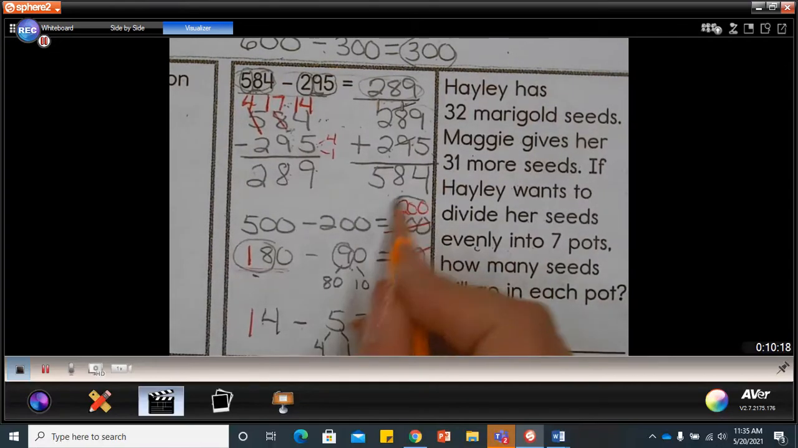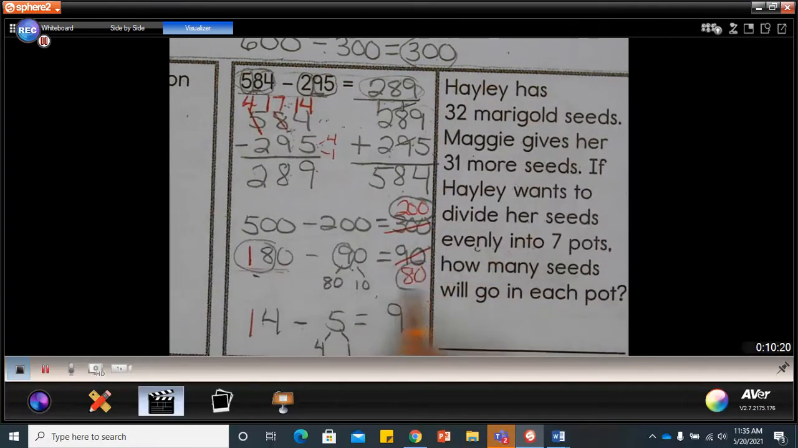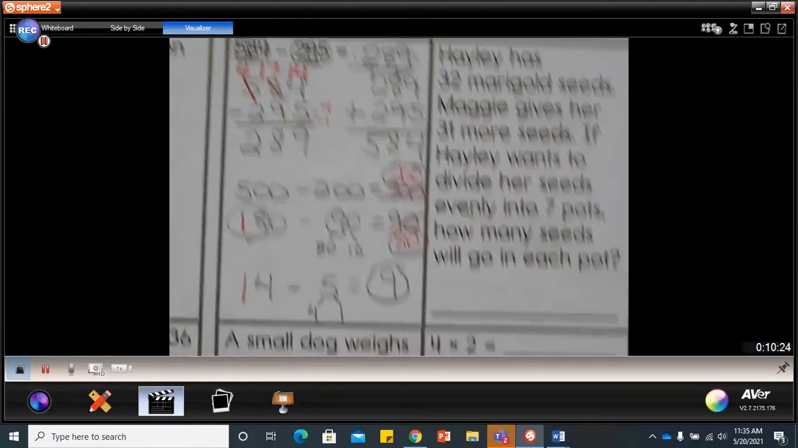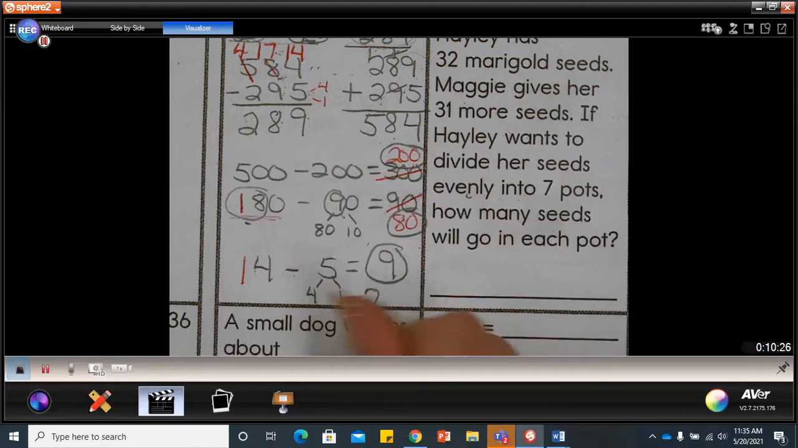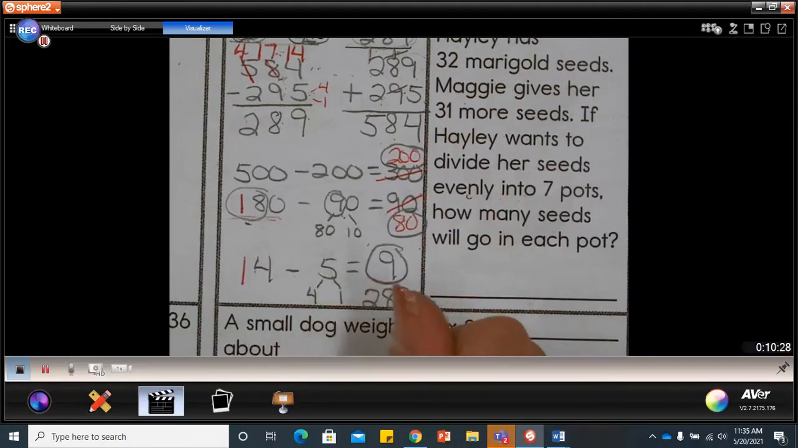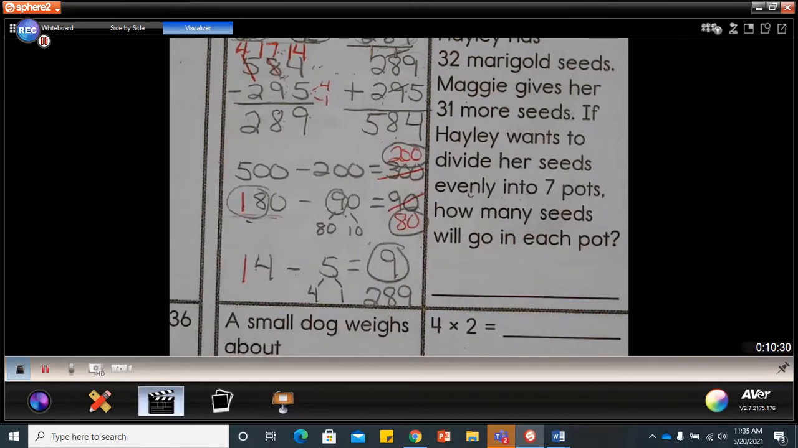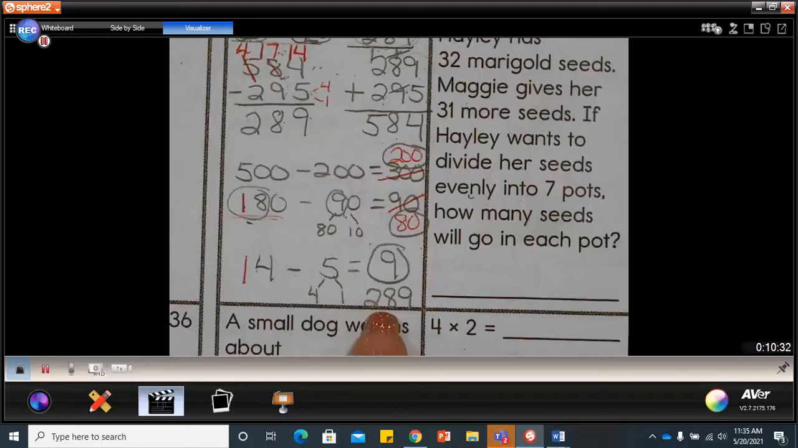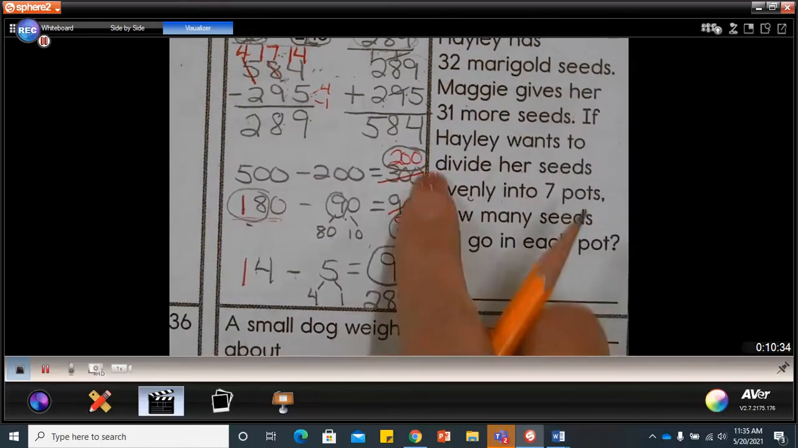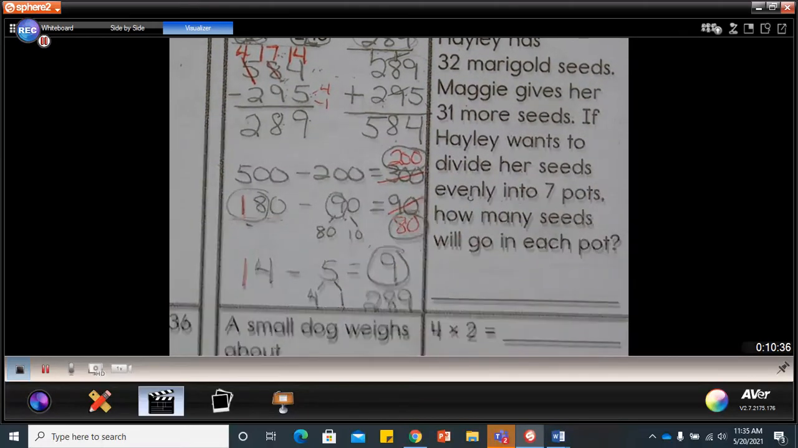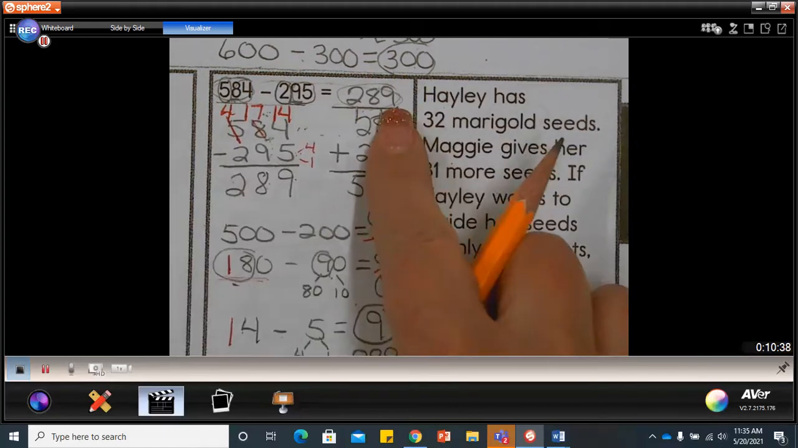So now I take my hundreds, my tens, and my ones places and put them all back together as 289. 289 is what you get when you put these place values back together. So 289 is the same.